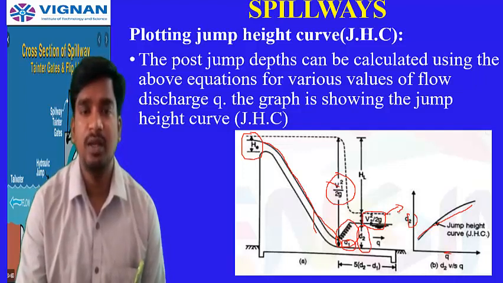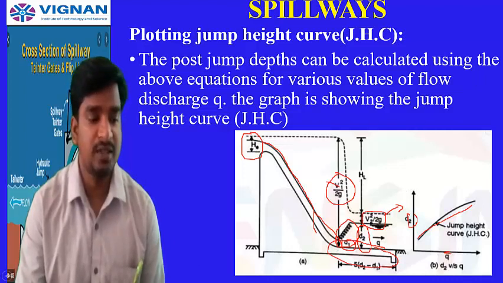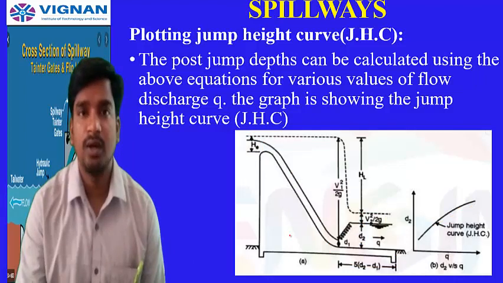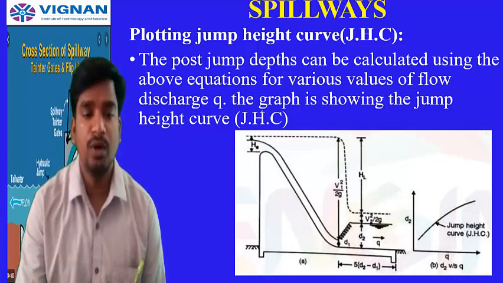In energy dissipation, we are taking the help of the hydraulic jump as well as stilling basins. By provision of a hydraulic jump with the help of stilling basins, we are reducing the energy. Energy is dissipated so that the downstream portion can be protected and the dam is safe at the toe. That is our intention. So we know how to plot the graph of the jump height curve. It is plotted like this.